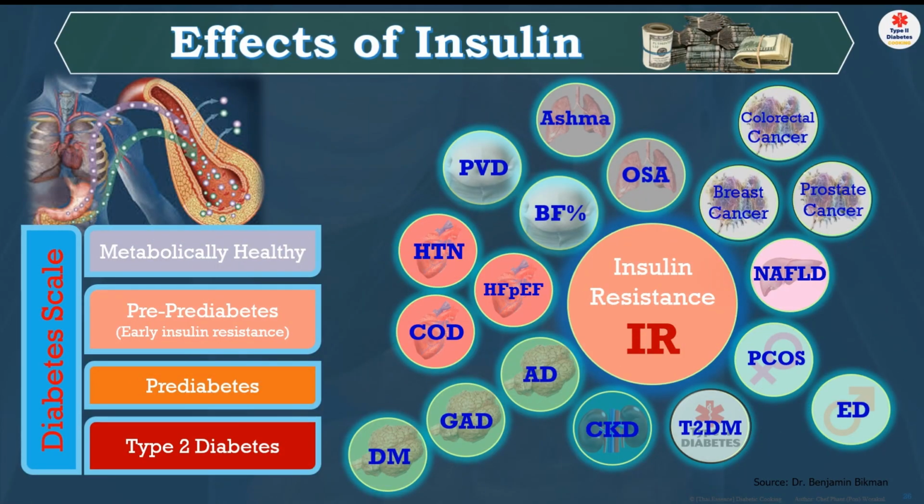So the effect of insulin, meaning a lot of money. Do you have enough to deal with all this? Because if it's metabolically healthy, that means you don't have anything, right? And then you start to see that now they're adding pre-diabetic, early insulin resistance, which is before you become insulin resistant. Then you have pre-diabetic, and then type 2 diabetic. So everything affects your body.